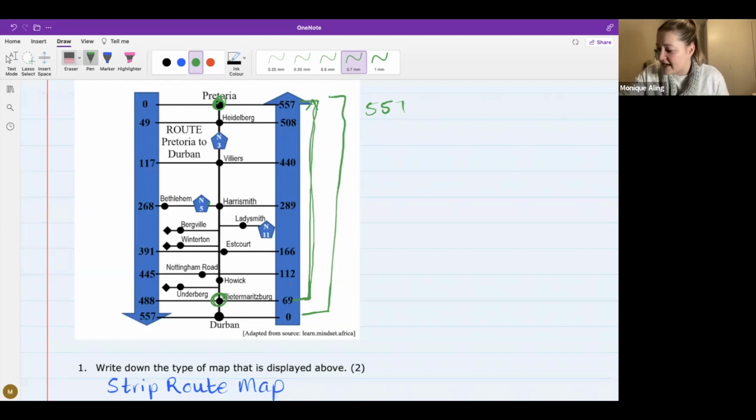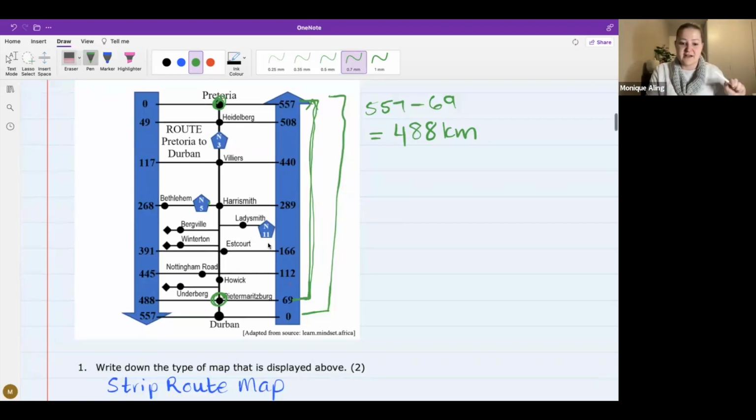So to figure that out, you would say the 557 minus 69 kilometers, which gives you your 488 kilometers. We just need to minus 69 kilometers off of that because we're starting at Pietermaritzburg and not Durban. But I see most of you understood that quite nicely.